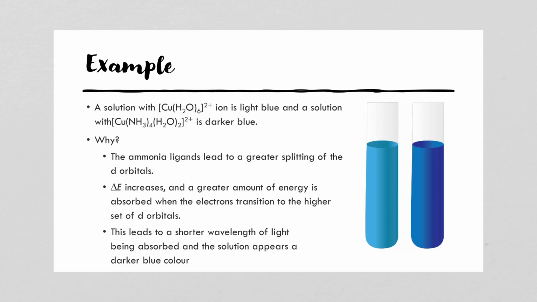So the example we talked about before, a solution that has the hexaaqua copper 2 plus ions is a lighter blue, and a solution with some of those water ligands replaced with ammonia is a darker blue. So you can see the left and the right are the lighter blue and the darker blue. And the reason why is the ammonia ligands lead to a greater splitting of the d orbitals because they are higher up on the spectrochemical series. And this changes the energy and increases it. And so a greater amount of energy is absorbed when the electrons transition to that higher set of d orbitals. And that will lead to a shorter wavelength of light being absorbed, and the solution will appear to be a darker blue color.